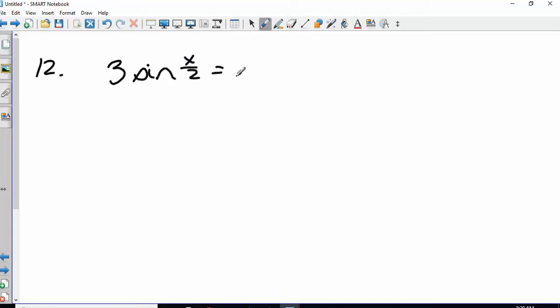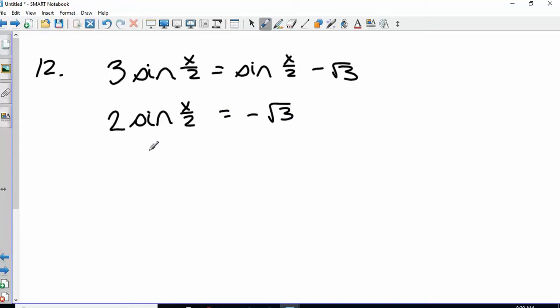Problem 12. We need to get x over 2, or the sine of x over 2 by itself. So first, we have to get them on the same side. So if I subtract this one over, that's 2 sine of x over 2 equals negative radical 3. Divide by 2, so the sine of x over 2 is negative radical 3 over 2.